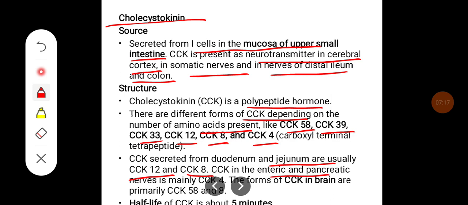CCK in the enteric and pancreatic nerves is mainly CCK 4. The forms of CCK in the brain are primarily CCK 58 and 8. The half-life of CCK is about 5 minutes.